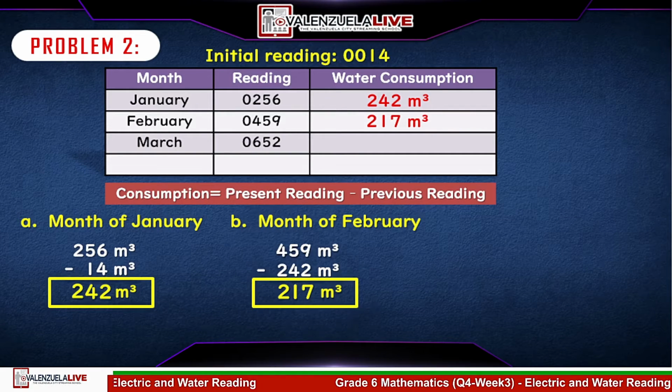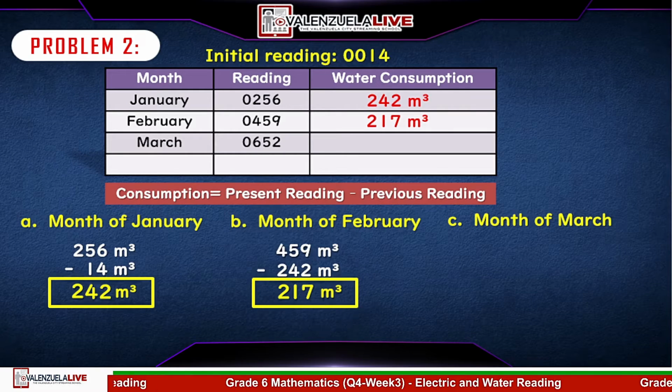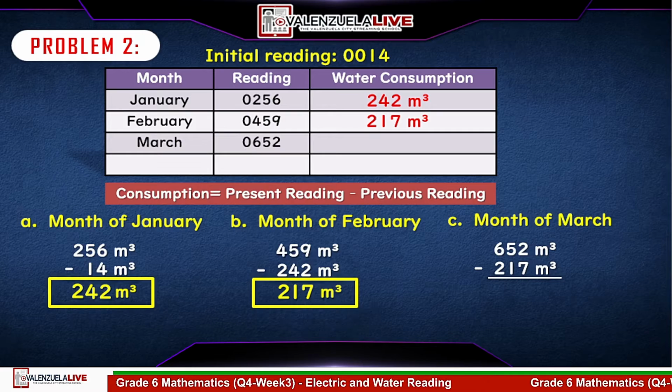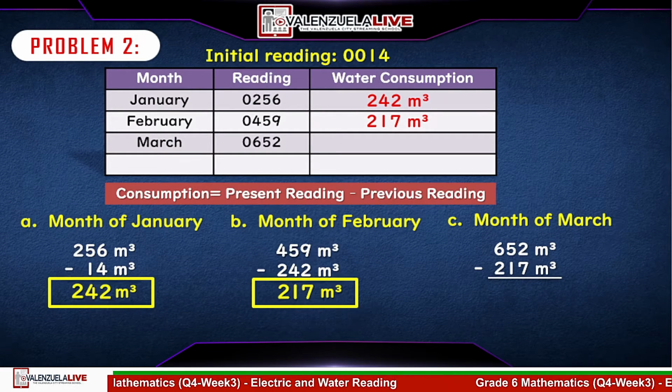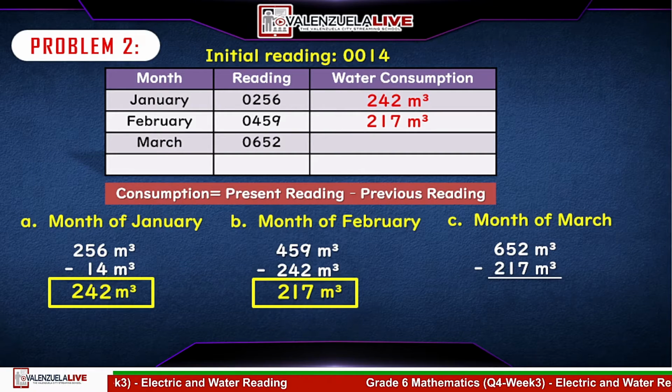Next, for the month of March. Subtract the previous month water consumed from the recent month. Subtract 217 cubic meters from 652 cubic meters. So, what do you think is the answer?